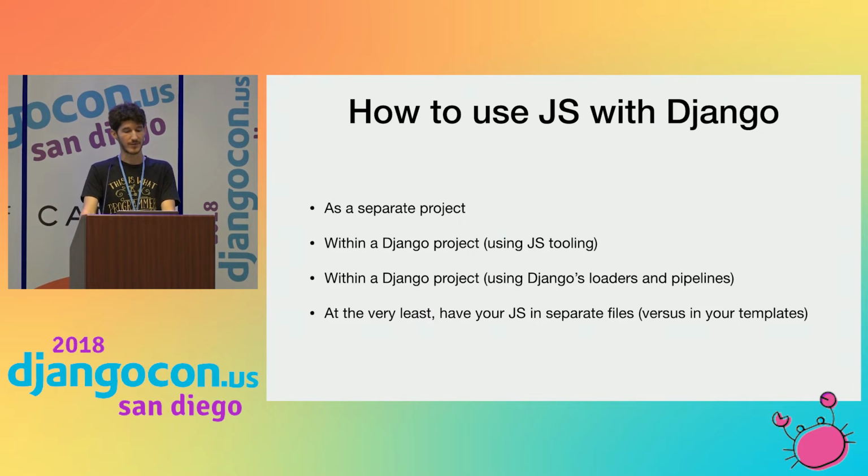Another way is to have JavaScript within your project. With that, if you wanted to do some additional processing of your JavaScript code, like bundling, uglifying, or whatever, you can either make use of all the JavaScript tooling that I talked about, or you can use Django loaders, pipelines, and such that will hide the JS tooling from you. Personally, I prefer the former. And then finally, if you just want some minimal JavaScript in your project without any additional stuff, the very least you should do is put your JavaScript in separate files. It doesn't belong in your templates.